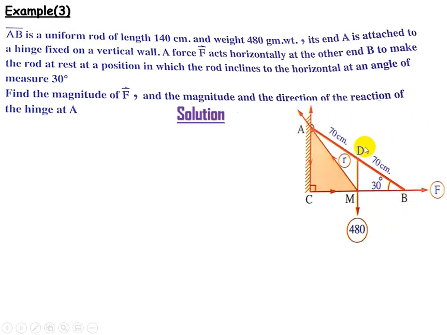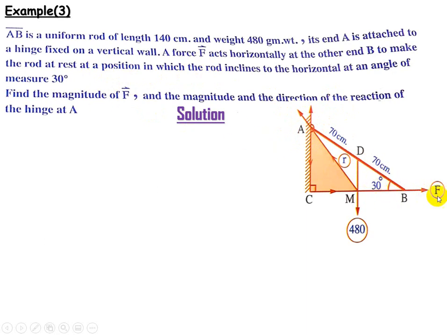The rod AB, an inclined rod, of length 140. Its weight acts from its midpoint D, 480 acts vertically downwards, so the length of AD equals DB equals 70. Its end A is attached to a hinge, so there exists a reaction, we don't know its direction. Force F acts horizontally from B to make the rod at rest, which means equilibrium, at a position in which the rod is inclined to the horizontal by an angle of measure 30.